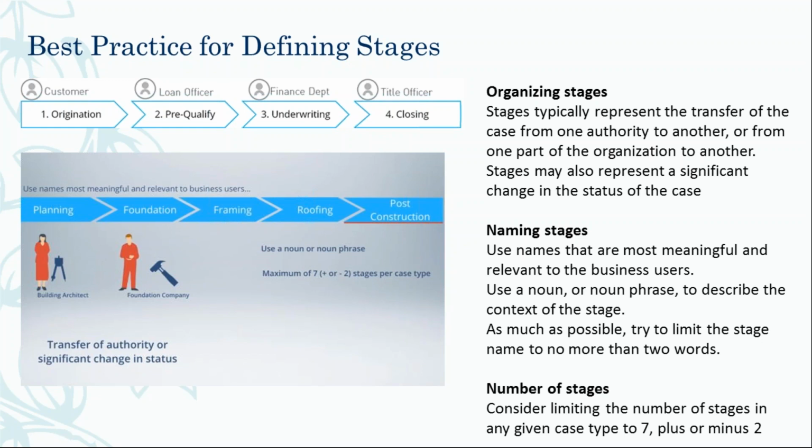Pega says don't worry about the minimum. If it is 1 or 2 stages, that's fine. But don't go for more than 7, or more than 9. If it is more than 9, then plan it as a different case, so that we can plan it as a sub case. And again, a stage name should not be more than 2 words. So those are some of the best practices when we are defining the stages.